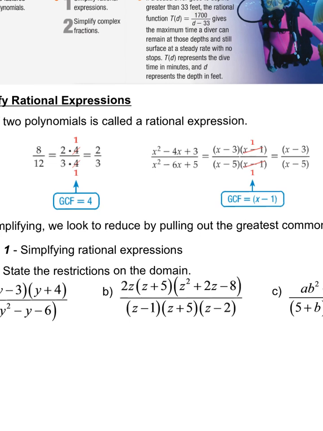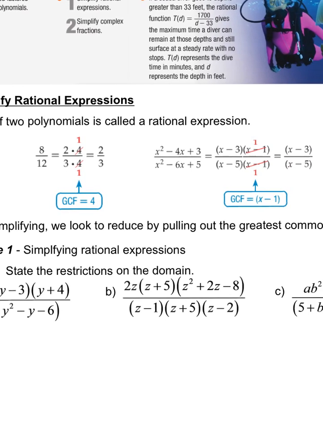So multiplying polynomials, we're going to do this very similarly to numbers. So when I look at this situation and I have the 8 over 12, all right, how do we reduce it? Well, 8 is 2 times 4, 12 is 3 times 4. I can take out the 4 and reduce to 2/3.